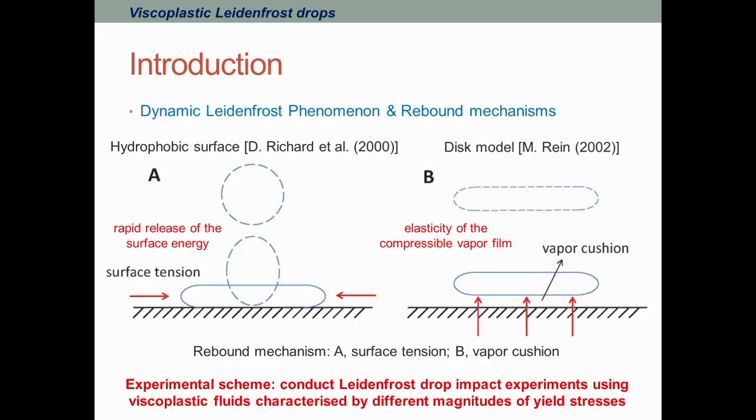So this value might be different from the real value in the 3D experiment. And there are two independent mechanisms which may lead to the rebound of the Leidenfrost drop. The first one is the surface tension. At maximum spreading, the drop tends to restore its original spherical shape in order to minimize the surface energy. The rapid release of this surface energy will result in an increase in the kinetic energy, and finally the drop bounces off the surface. Also, some authors suggest that this might be due to the elasticity of the compressible vapor film, which is formed during the drop impact.